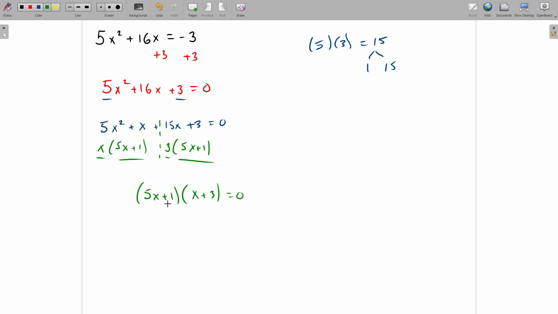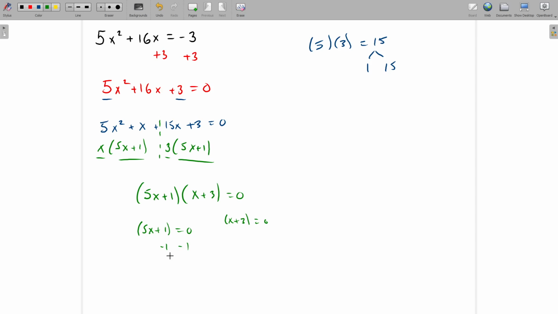Alright, so now that we've factored the quadratic and it's equal to 0, we can apply the zero product property, which says that when we have two things being multiplied that are equal to 0, we can look at when one of those things is equal to 0, right? Because if 5x plus 1 is equal to 0, it doesn't matter what x plus 3 is. And if x plus 3 is equal to 0, it doesn't matter what 5x plus 1 is, because we will get 0, because we're multiplying. So we can solve each of these.